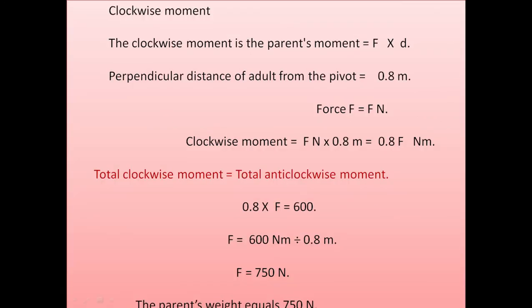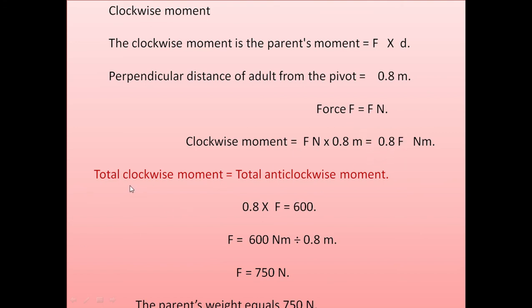The clockwise moment, the parent's moment. The clockwise moment is the parent's moment, F into D. The perpendicular distance of the adult from the pivot is given as 0.8 meters. The force is not given. So the clockwise moment is F into D, F into 0.8 meters. We have to find F here.